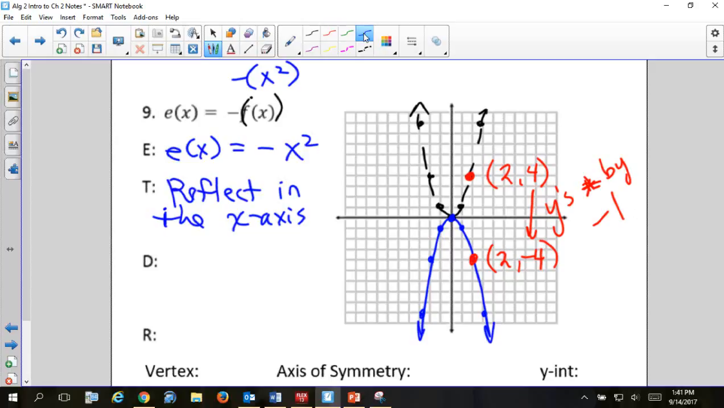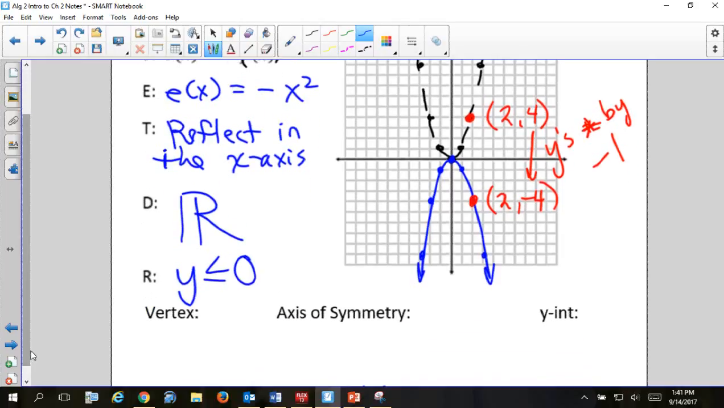Domain. Brandon, do you have the domain? For any of them, all real numbers. But for number 9, do we have the range? Brooke, number 9, do you have the range? Excellent. We didn't even do any like that yet, so I'm glad you came up with that. Y is less than or equal to 0. This time it's below 0.